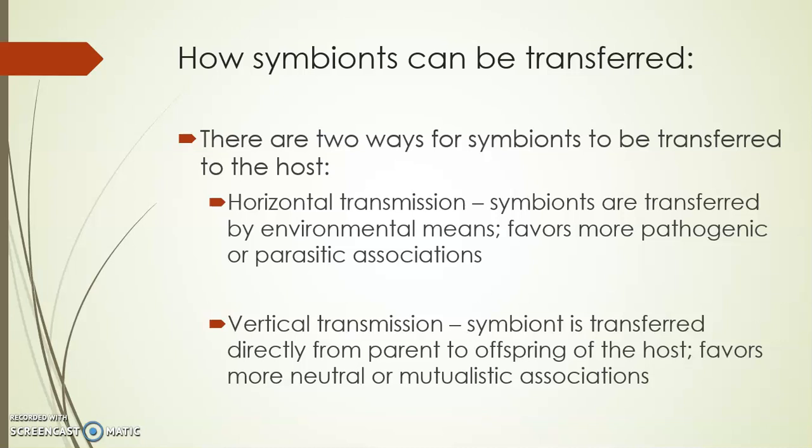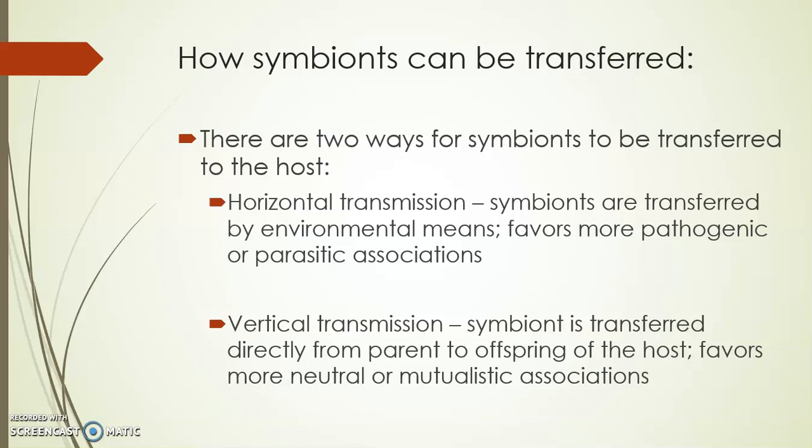How are symbionts transferred from host to host? There are two ways for symbionts to be transferred from their host. The first one is horizontal transmission. This is where symbionts are transferred by environmental means. So something in the environment transfers the symbiont from host to host. This favors a more pathogenic or parasitic association. And in this one, multiple members of the same generation can be infected at the same time.